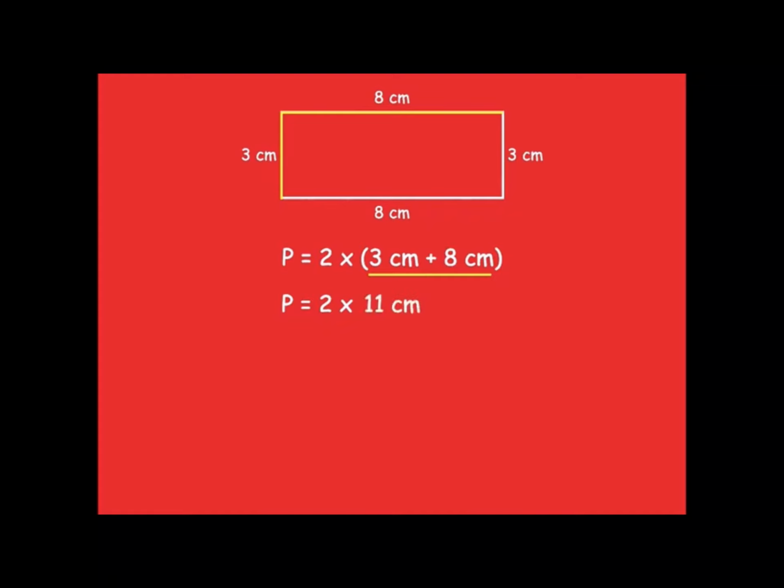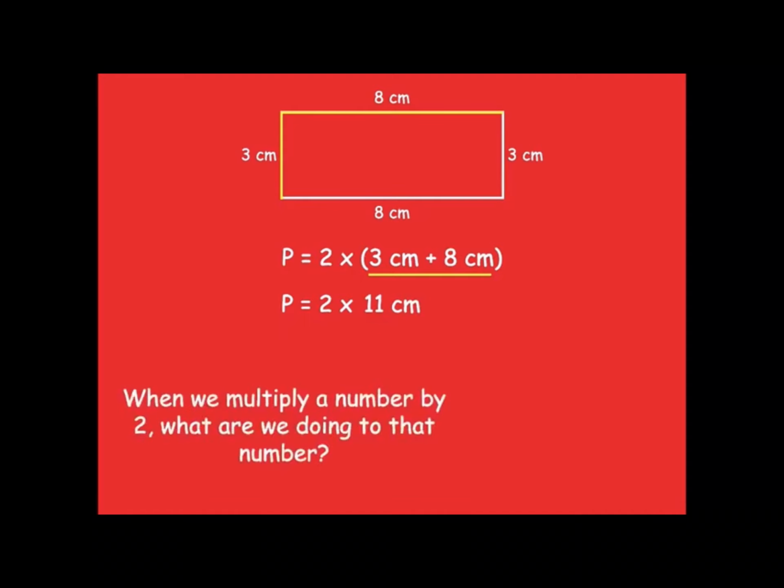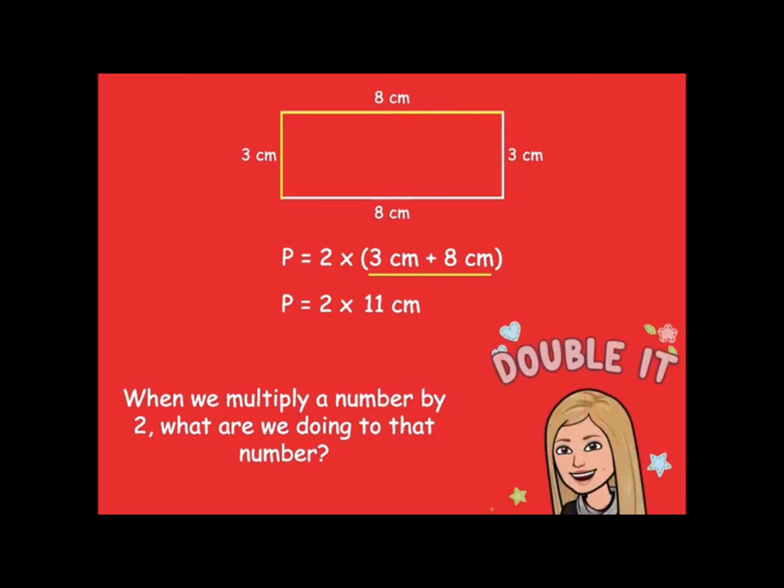Yeah, it's 11 centimeters. So when we multiply a number by 2, what are we doing to that number? Like, what's really happening to that number? Yeah, we double it, right? So we're really just doubling a number when you multiply it by 2.